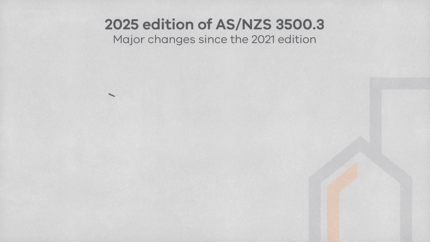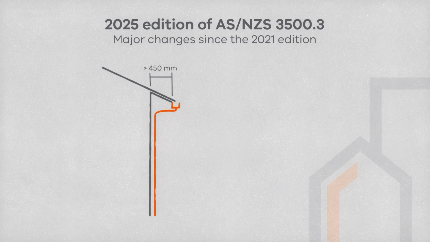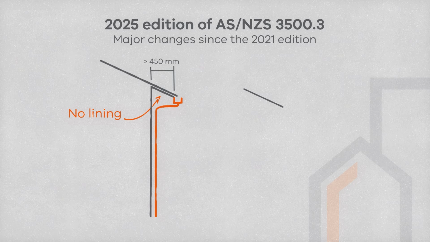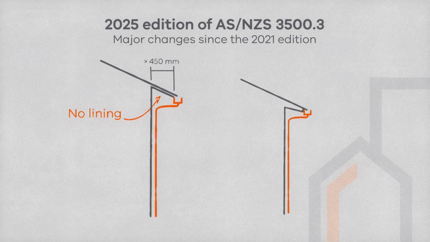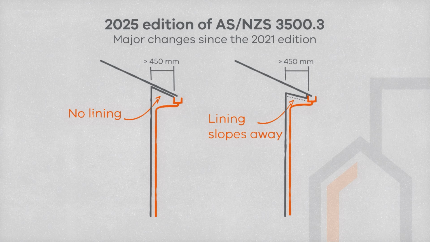The first scenario is when the eave's gutter is fixed to a veranda or eave wider than 450 millimeters and there is no lining underneath. The second scenario is quite similar. It is a raked veranda or raked eave, again more than 450 millimeters wide, but in this case the lining slopes away from the building.